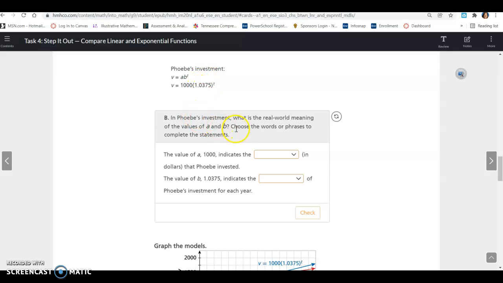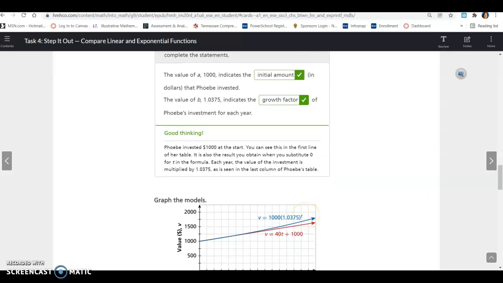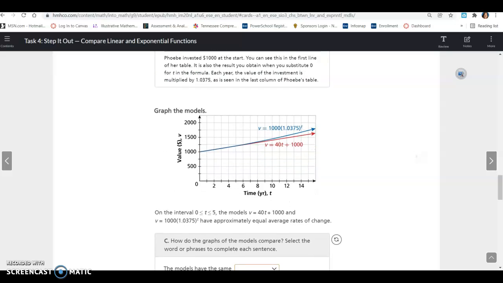It says, in Phoebe's investment, what is the real-world meaning of the value of a and b? Choose the words or phrases to complete the statements. So the value of a indicates the initial amount, and the value b indicates the growth factor. And it's growth because it's greater than 1. Remember, if it's between 0 and 1, it's decay.